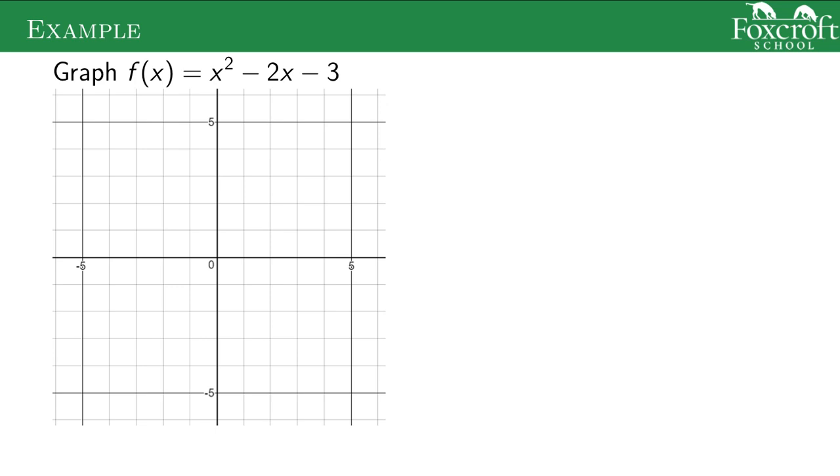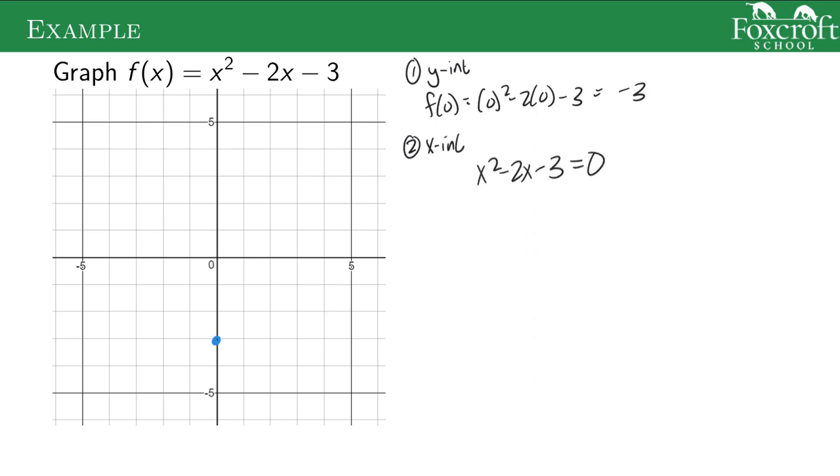All right, here's another example, in a slightly different form: x squared minus 2x minus 3. Our y-intercept is first. I plug in 0. And this one is even easier than the last one, because everything just goes away and I get negative 3. So negative 3 is my y-intercept. Next is my x-intercept. I set it equal to 0 and solve it.